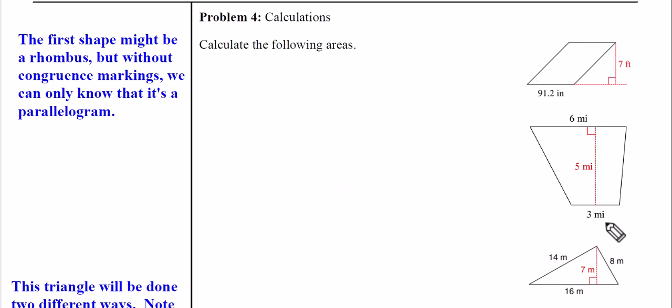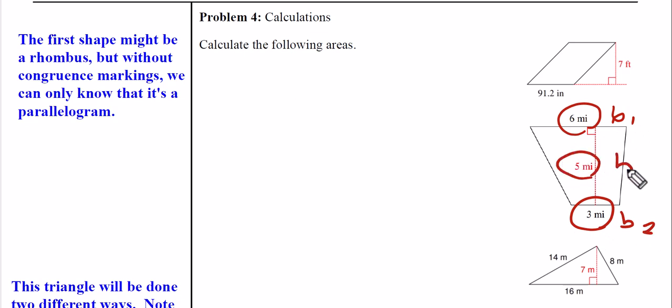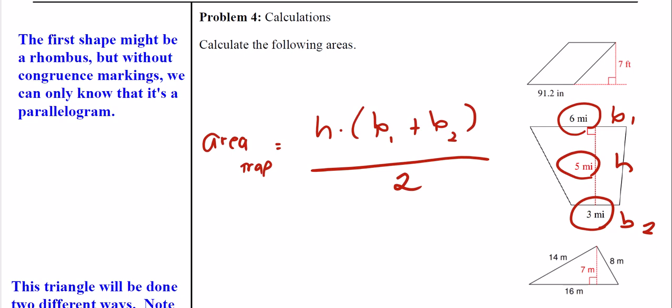Here's our trapezoid. Notice that we're given a B1 and a B2. So again, with each of these problems, I'm identifying the shape, and then I'm identifying the parts. And then now that I've identified the parts and the shape, I identified the correct formula. Here's our formula. Let's plug in the numbers. And this is what it looks like. It's important that you put these in the correct positions. Otherwise, you're not going to get the correct answer.